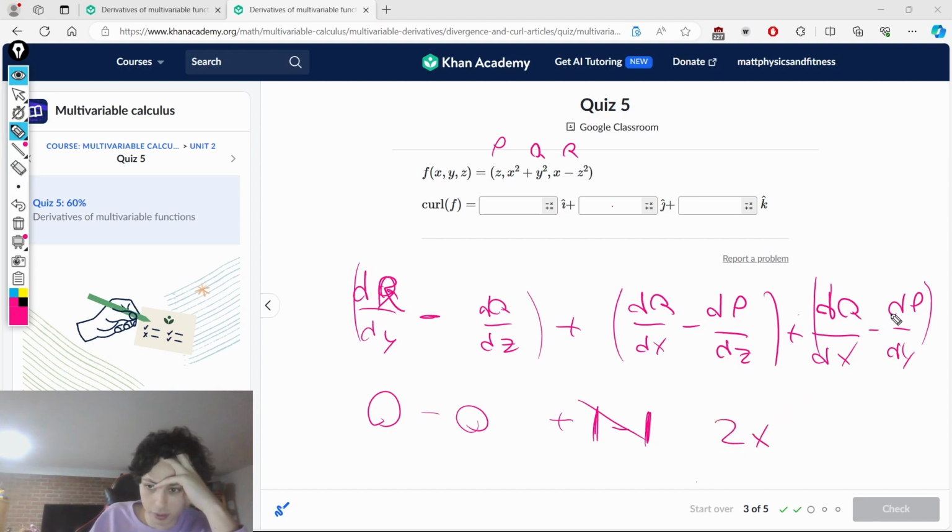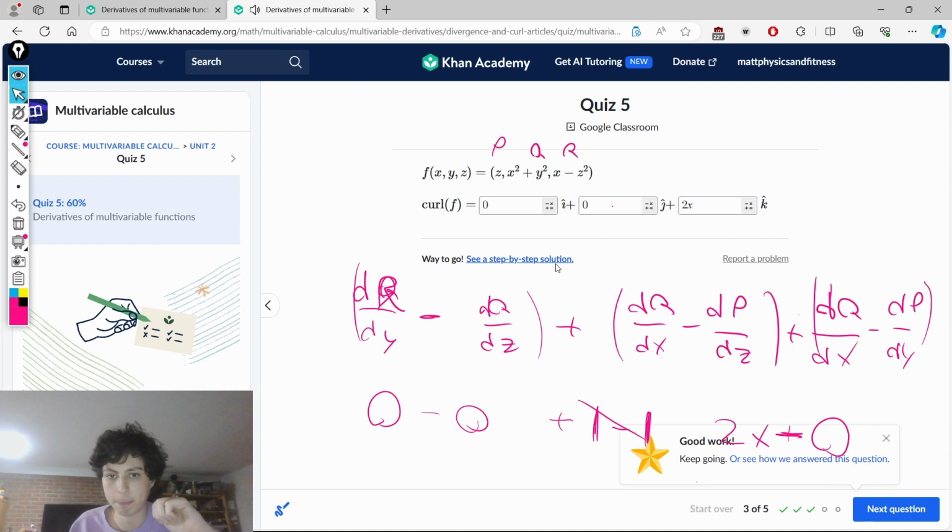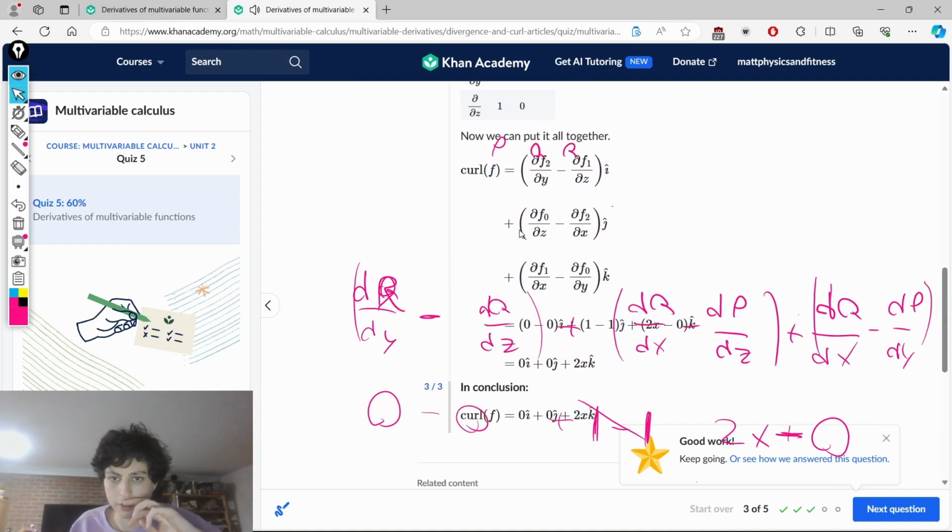Yeah, I can barely read my handwriting. It's terrible. Plus 0, minus 0. Okay, I think it's 0, 0, and 2x. Let's go for it. 0, 0, 2x. And they have a plus sign here, right? Yeah.